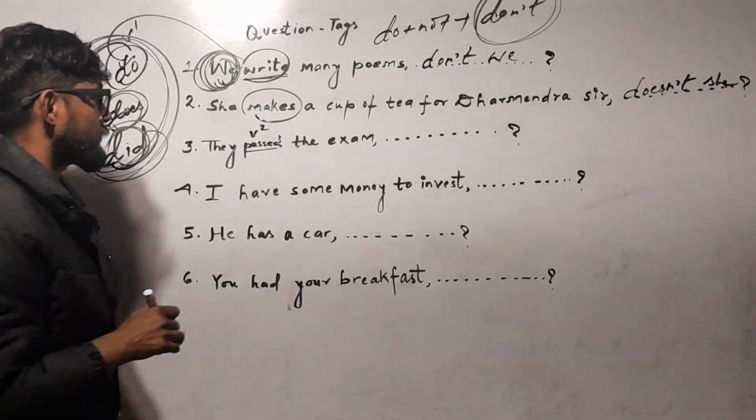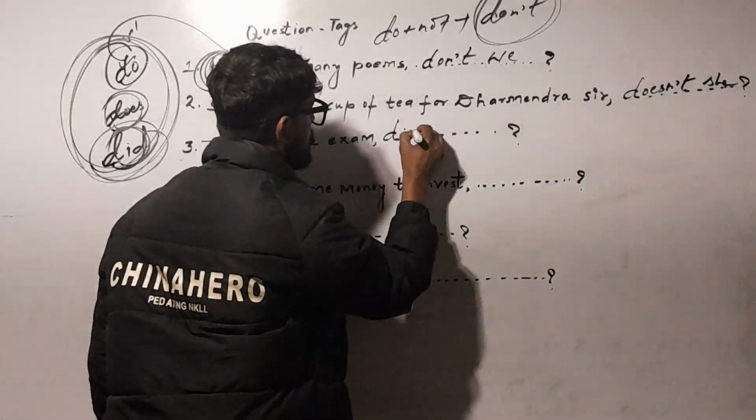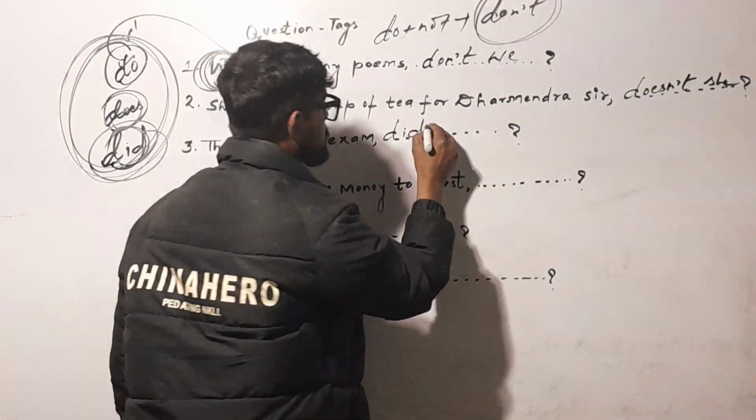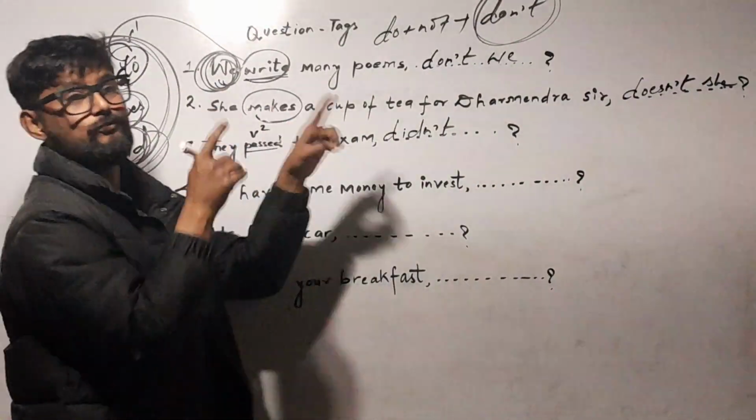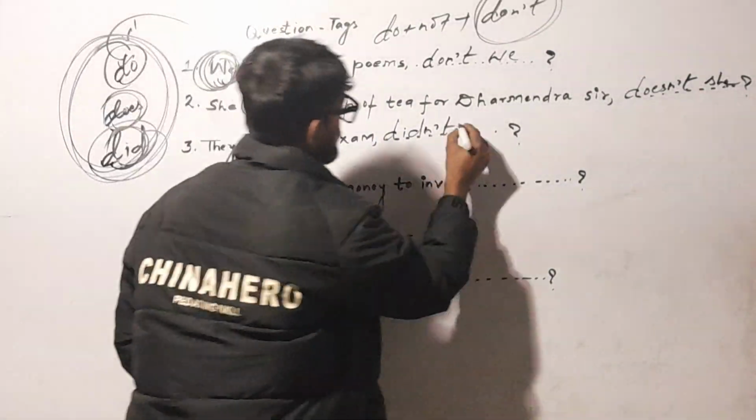Did. Beyond question. So here, did plus not means didn't. And what is the subject here? They. What is the pronoun? They.